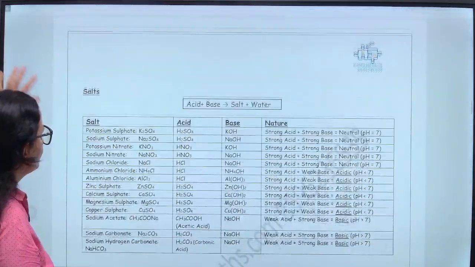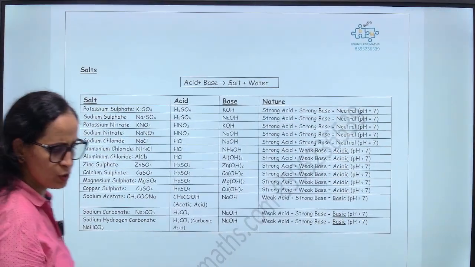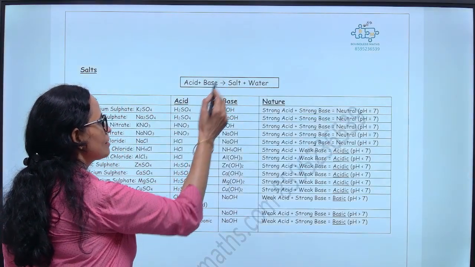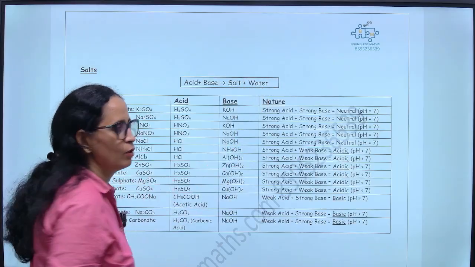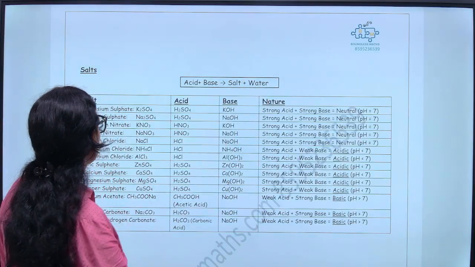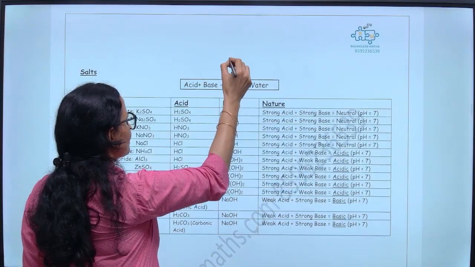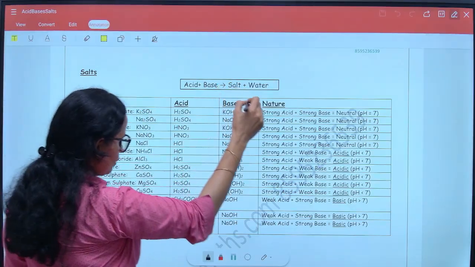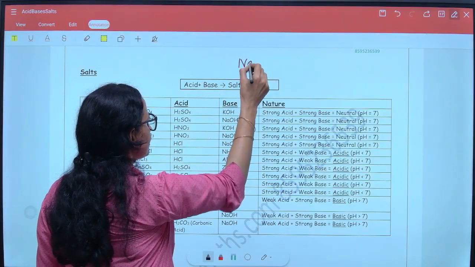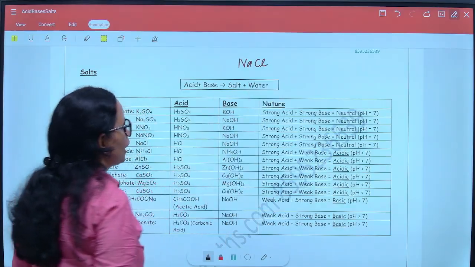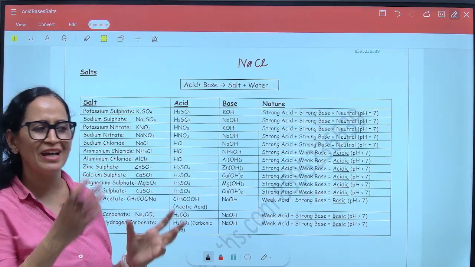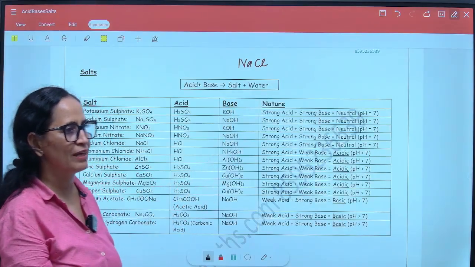Now in today's video we are going to start with salts. What is a salt? A salt is a compound that is formed when an acid reacts with a base, and a salt is formed along with water, right? If you are given the name of a salt, for example NaCl, the most commonly used salt, sodium chloride, can you figure out just by looking at it which acid or which base was used to make this salt?